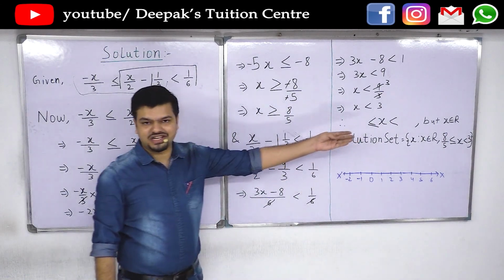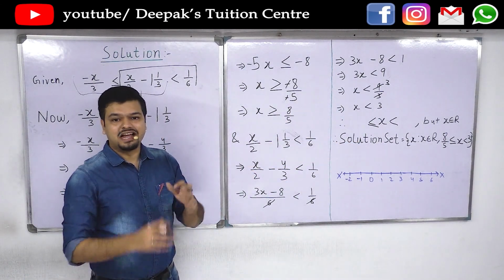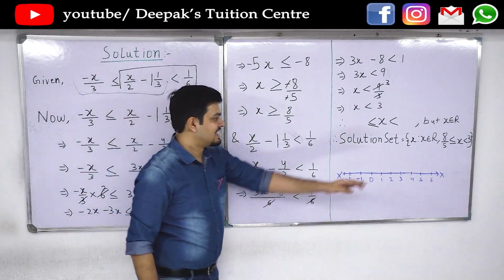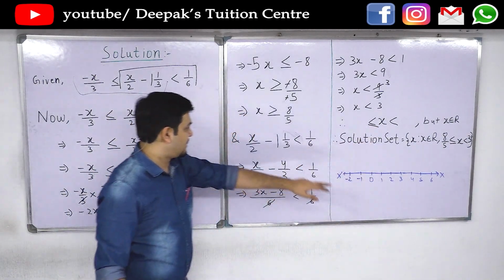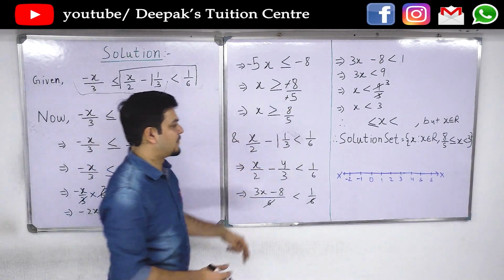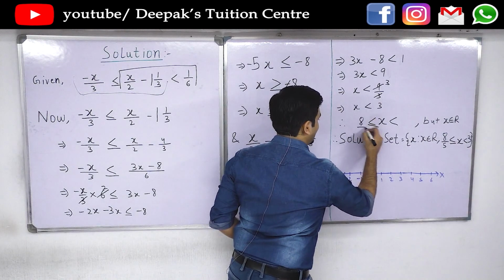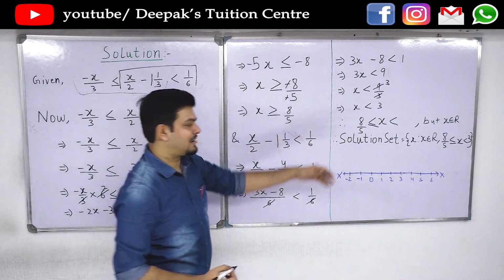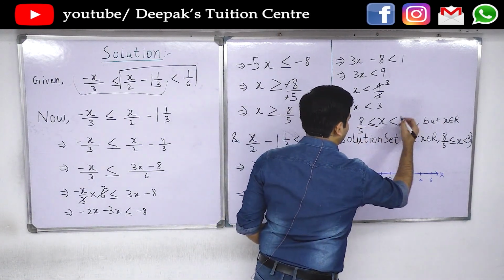Now to form a solution set, first we need to understand from which number x is greater than and from which number x is less than. So in the greater than scenario, I can see it is greater than equal to. So x is greater than equal to 8 by 5. And the next number is x is less than 3.